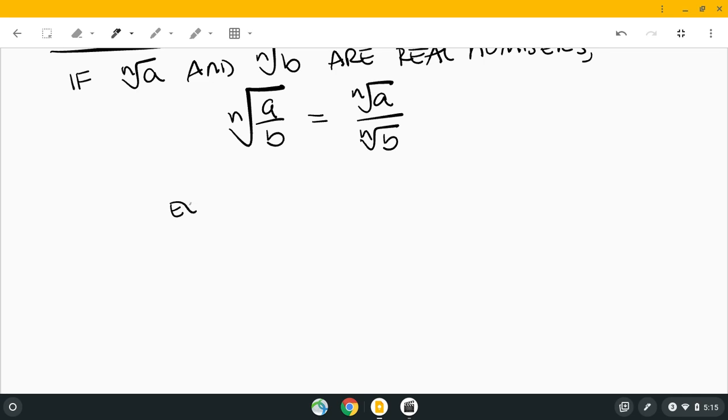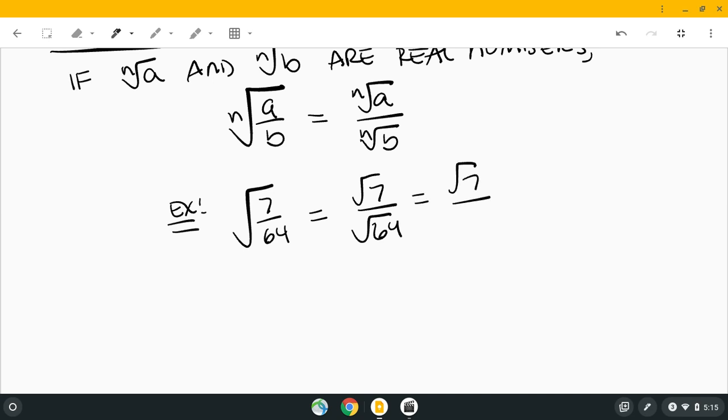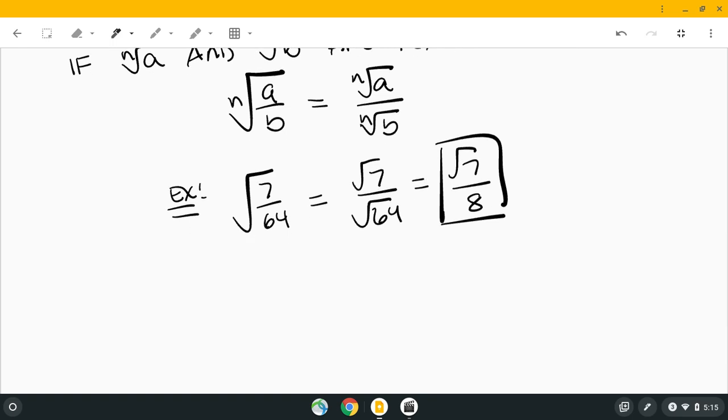Okay, so for example, you might have something like this, right? When they're together like this, you can't really simplify them. So if you split them up, you can simplify at least the square root of 64. Square root of 64 is 8. Okay, so that's what we mean. Okay, so let's go ahead and try these.